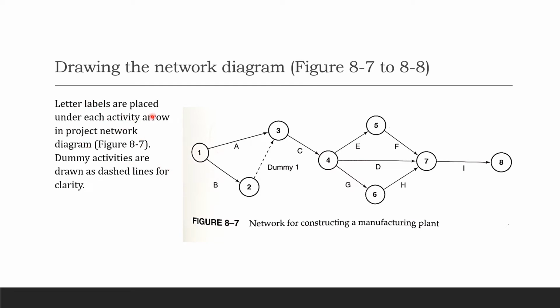Letter labels are placed under each activity arrow in the project network diagram. This is your project network diagram in CPM or PERT. Now dummy activities are drawn right here with dashed lines. So when you look at it, we have 2 arrows. One is the solid arrow, and you have the head of the arrow, going in a particular direction. I don't see anything going backwards. And then we have a dummy arrow represented by the dashed line in the network diagram.